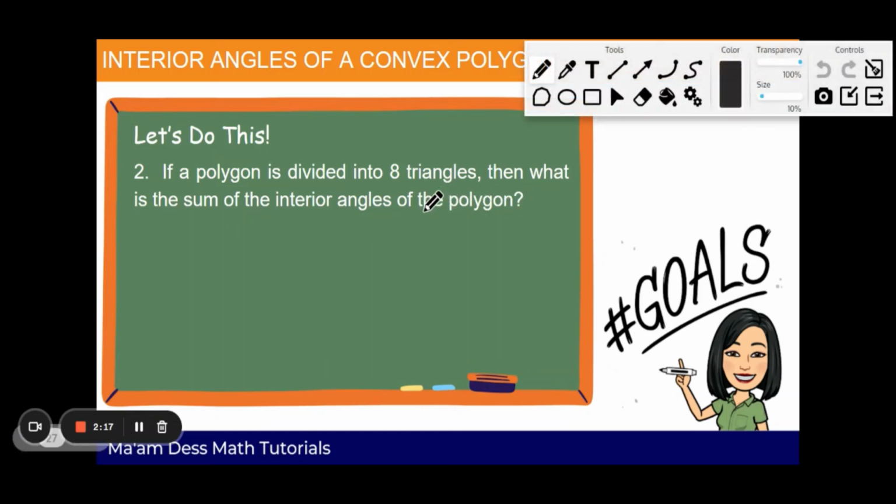If a polygon is divided into 8 triangles, what is the sum of the interior angles of the polygon? Okay, so since given now 8 triangles, as we know, this n minus 2 is the number of triangles. Okay, which is 8. So what you're going to do is just get the product of 8 and 180 degrees. Okay, so we will have 8 times 180 degrees.